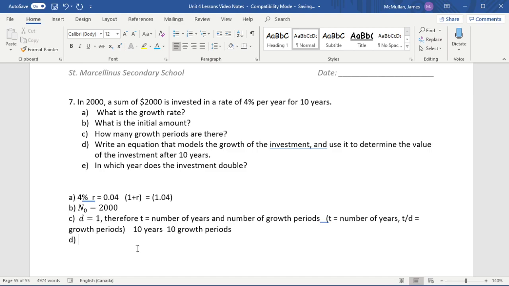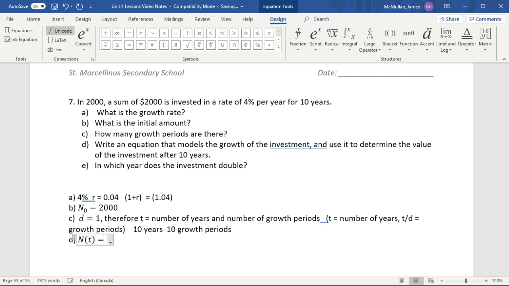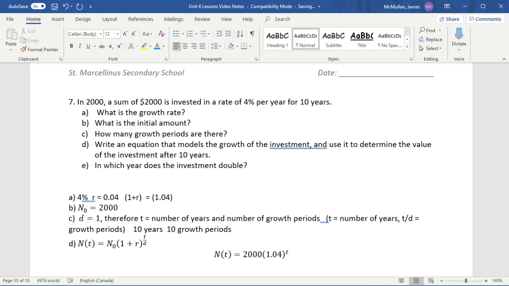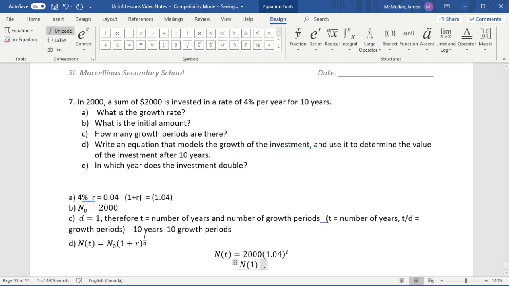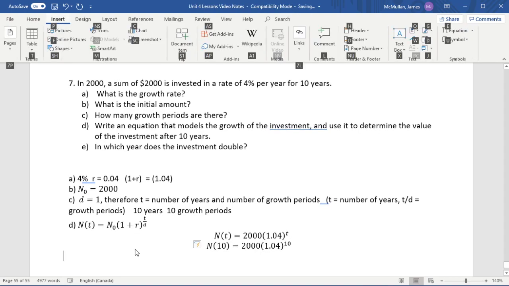Okay, write an equation that models the growth of the investment and use it to determine the value after 10 years. That's easy. Every question is the same: N0 times (1 plus r) to the power of T over D. Let's fill in what we know. The value of the investment would be $2,000 times 1.04 to the power of T. We don't need a D value, and we know it's growing at 4%, so we just say 1.04 to the T. N of 10, therefore, would be 2,000 times 1.04 to the power of 10.